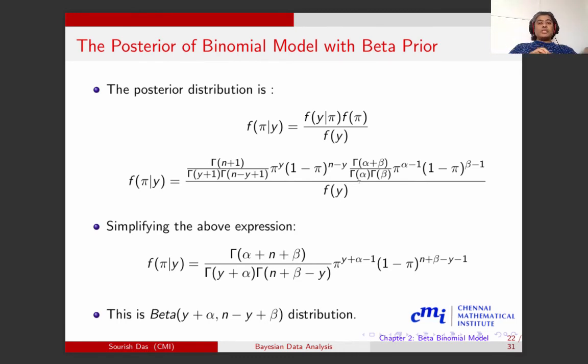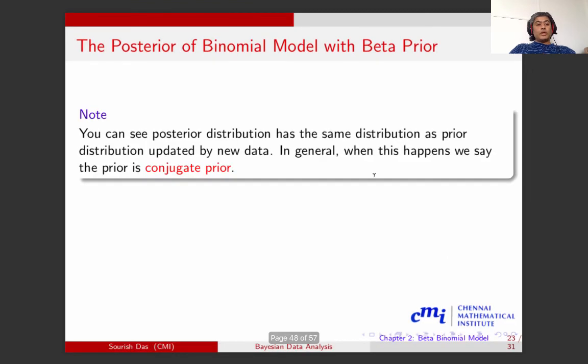Since they belong to the same family, and I know most of the analytical properties of the prior beta distribution, that helps me to develop all the analytical solutions about the posterior distribution. So as you can see, the posterior distribution has the same distribution as the prior distribution, updated by new data. In general, when this happens, we call such a prior a conjugate prior.